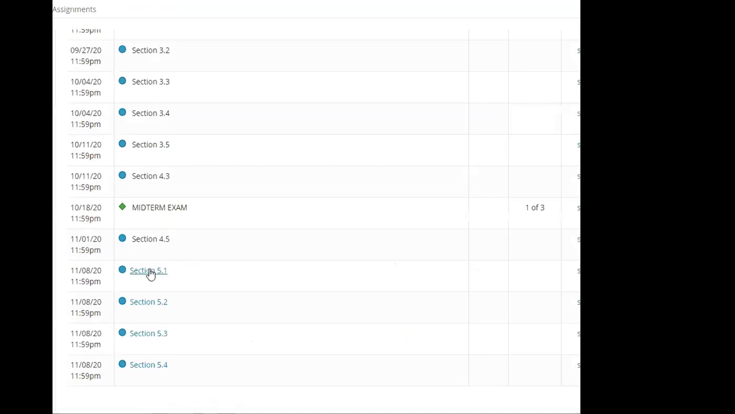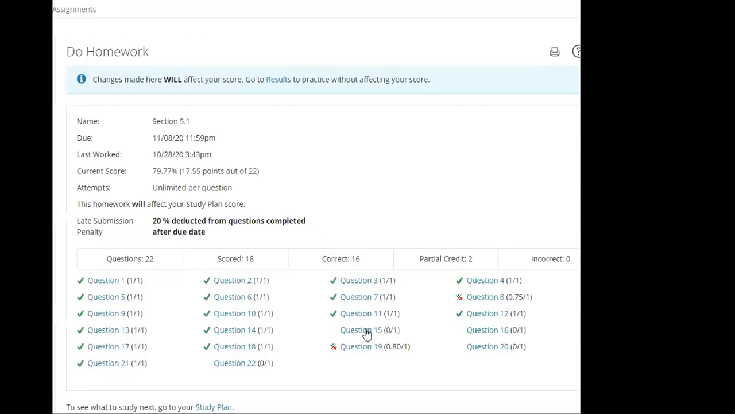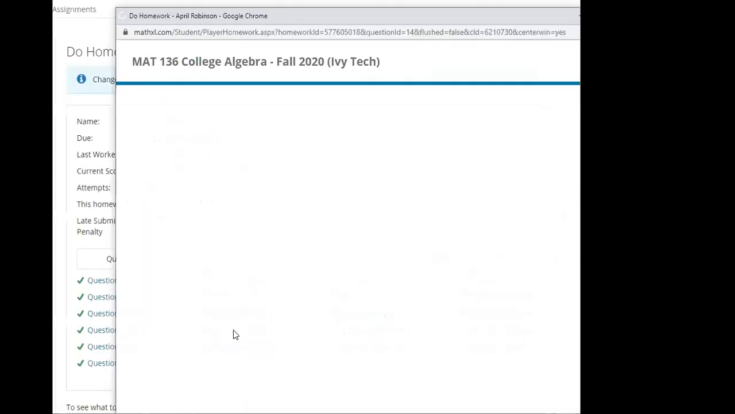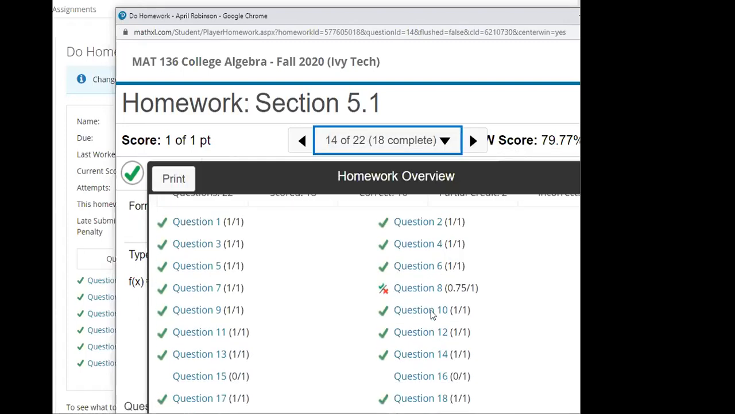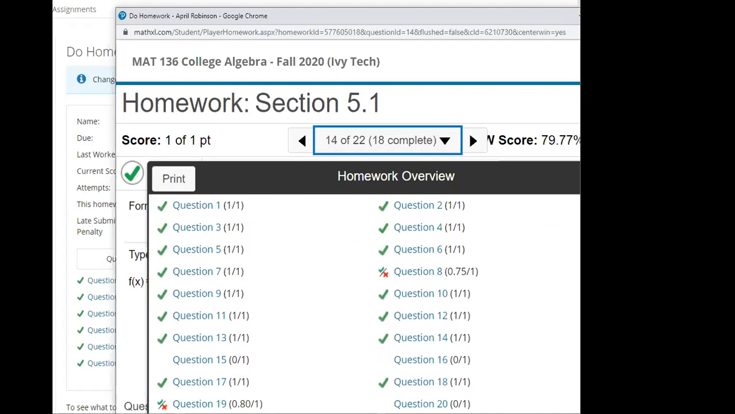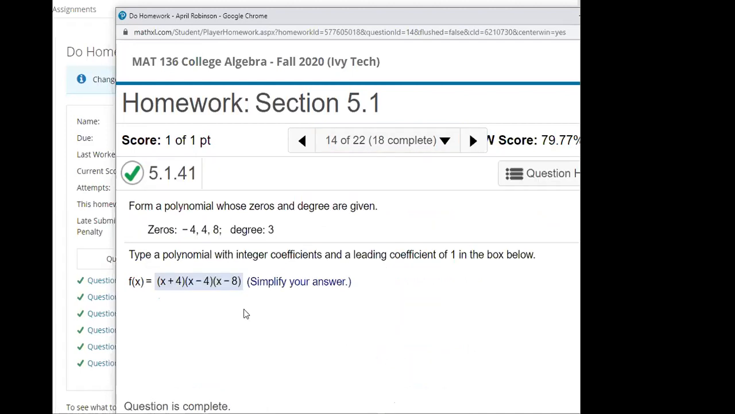Yes, this was number one. Number 14, what did I type in as an answer? Yep, there it is. I had done this earlier. It was a different problem, but it gave me credit for that. So if I click on my little drop-down box here, I've got a green check mark next to number 14. Yes, I do. So even though the direction said multiply it out, it didn't make me.